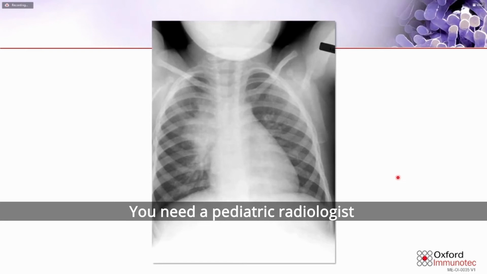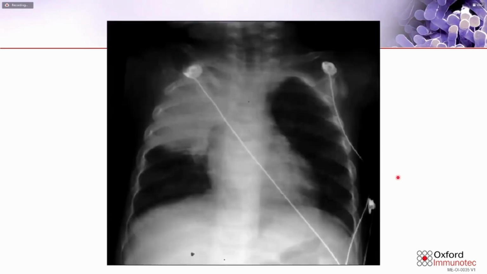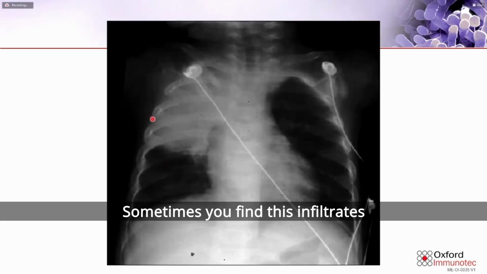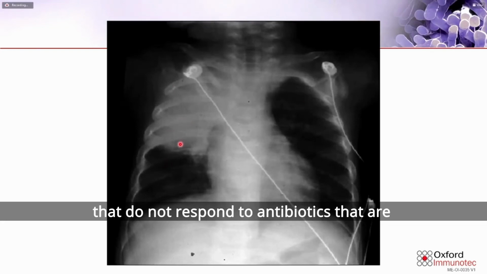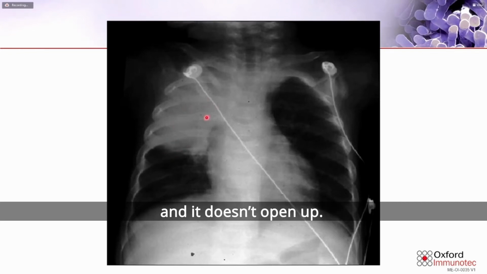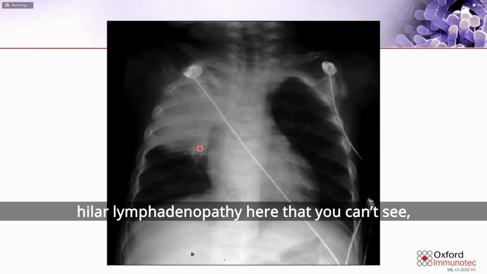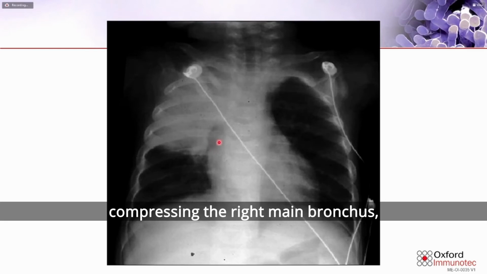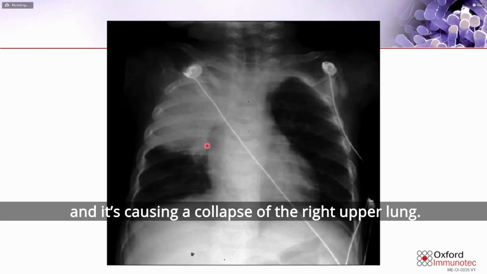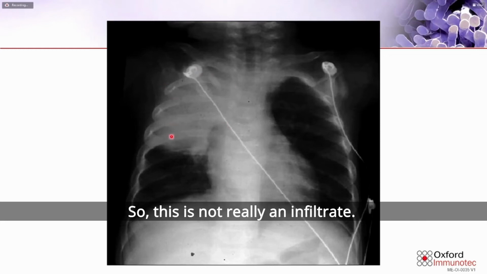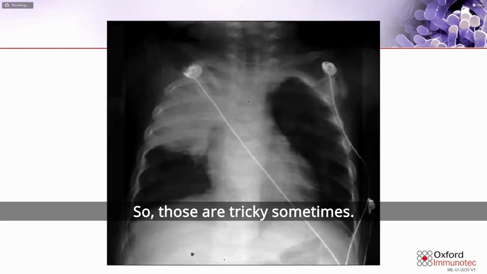You need a pediatric radiologist to actually read, and not only a pediatric radiologist, but somebody that has experience reading TB in children. Sometimes you find these infiltrates that do not respond to antibiotics, that are treated like pneumonias, and it doesn't open up. In this case, this kid has a hilar adenopathy here that you can't see, but it's so big that it's actually compressing the right main bronchus, and it's causing a collapse of the right upper lung. So this is not really an infiltrate. This is a huge atelectasis, chronic atelectasis, because of the compression of the hilar lymph node. So those are tricky sometimes.